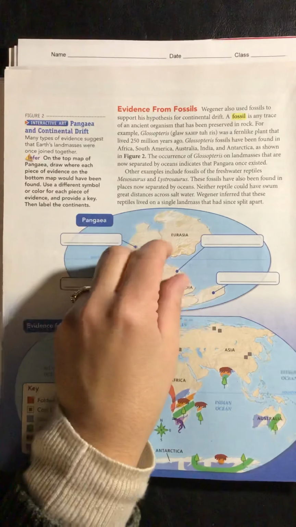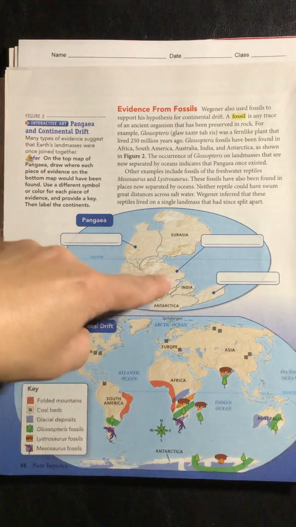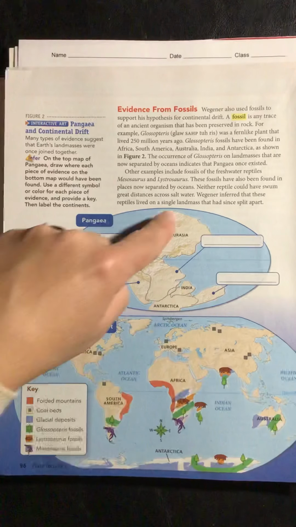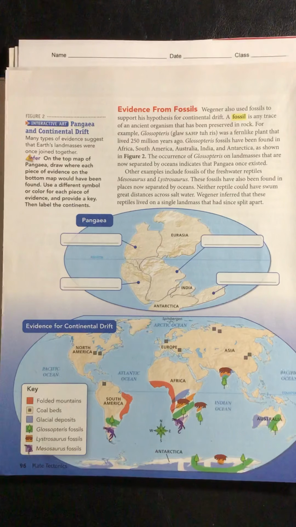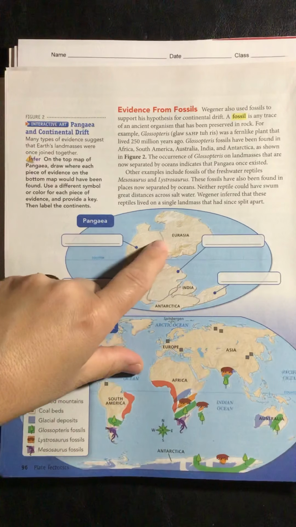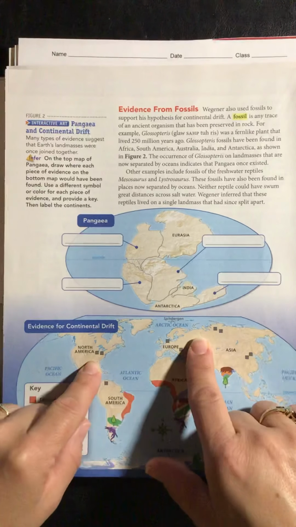So this is Pangaea. Everything was stuck together. Over time, they separated and moved apart. So you can still see that this is Africa and it's here. This is Eurasia, which is Europe and Asia forming. So, pretty cool. Other examples include fossils of the freshwater reptiles, the Mesosaurus and the Lystrosaurus. These fossils have been found in places now separated by oceans. So possibly the same fossils were found here, which are now separated to North America and Europe, Asia.